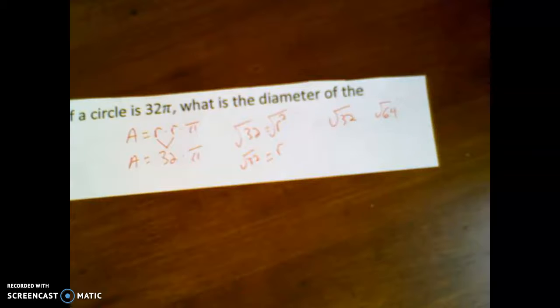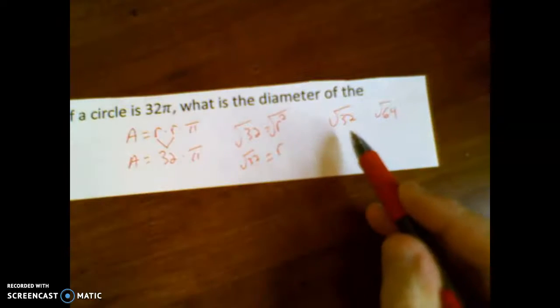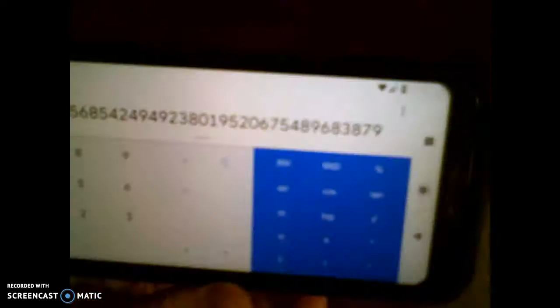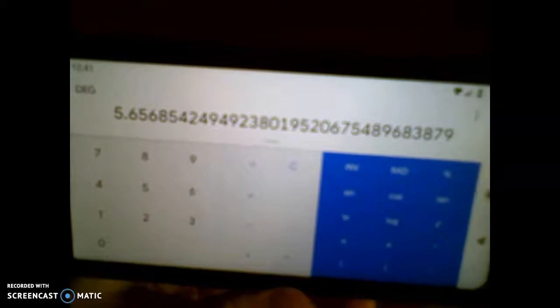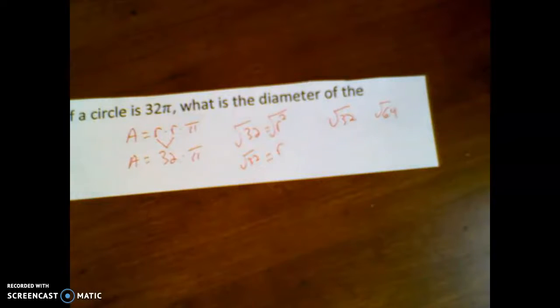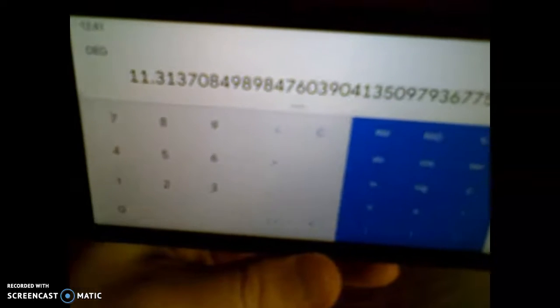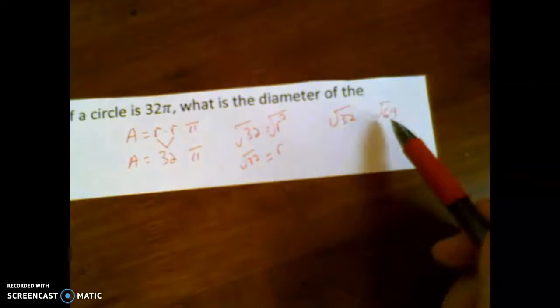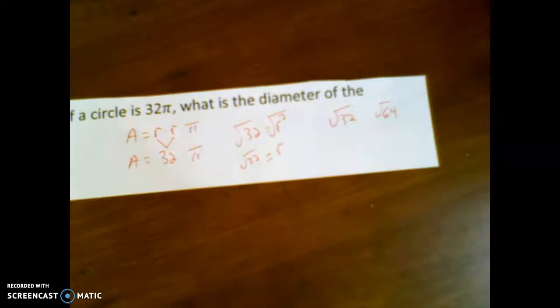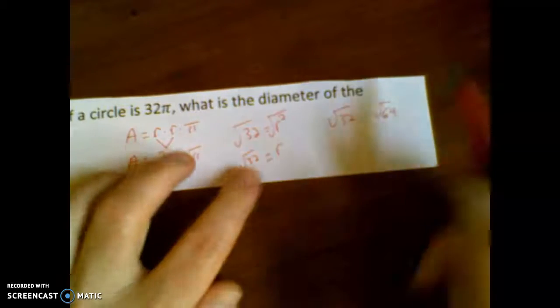And I can actually show you why. If I take the square root of 32, which is, again, about this, and I just go times 2, I get a right around 11.3. Well, is the square root of 64 right around 11.3? No, it's 8. So that shows you why you can't just double this number.